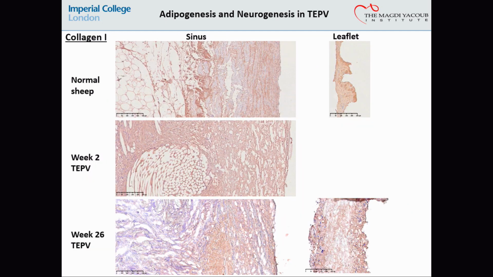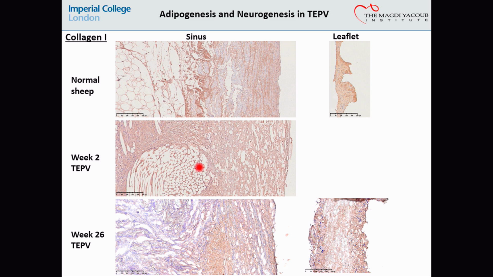We showed in our manuscript the expression of extracellular matrix proteins, and we used Picrosirius red, which shows total collagen levels. However, we have now shown that collagen 1, this is a normal sheep sinus. You can see collagen 1 here in the sinus wall.